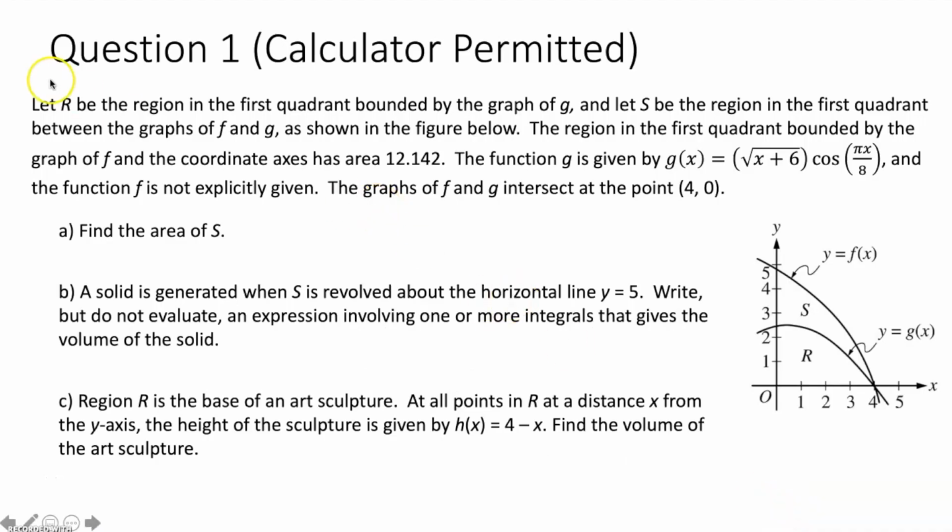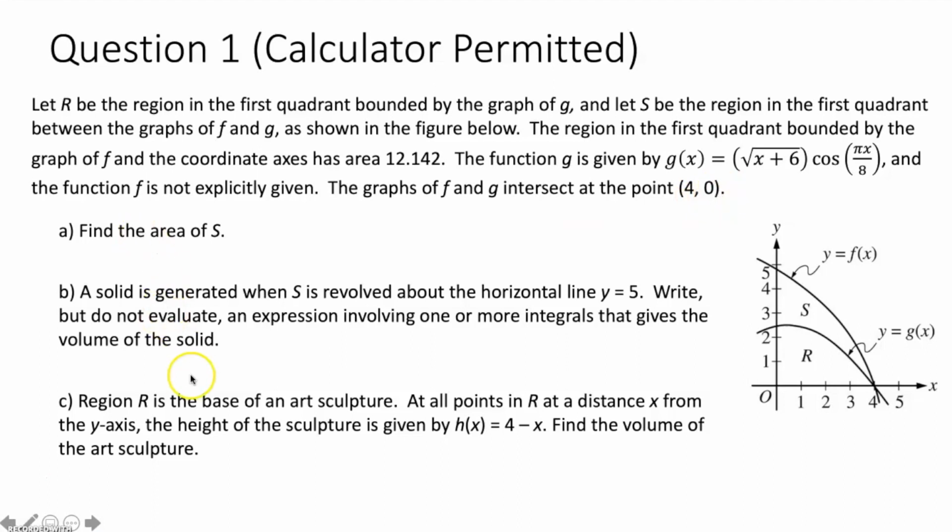Now question 1 says let R be the region in the first quadrant bounded by the graph of G, and let S be the region in the first quadrant between the graphs of F and G as shown in the figure below. The region in the first quadrant bounded by the graph of F and the coordinate axes has area 12.142. The function G is given by g of x equals the square root of x plus 6 times cosine of pi x over 8. And the function F is not explicitly given. The graphs of F and G intersect at the point (4, 0).